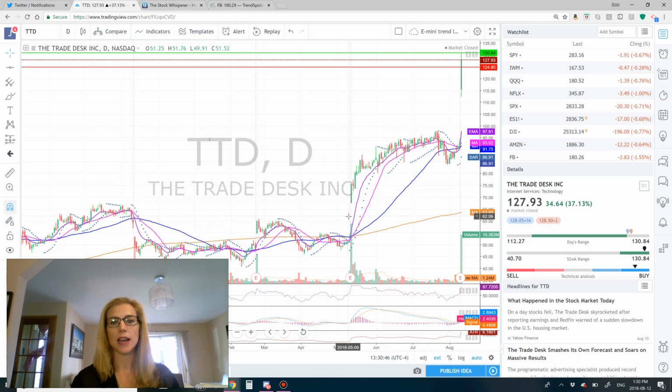TTD, again, second time it had earnings, gaps up. Look, this is the third time. Big gap here, massive gap here. This one does have 32 million in the float and 41.73% short float volume. This was on my watch list on Friday.